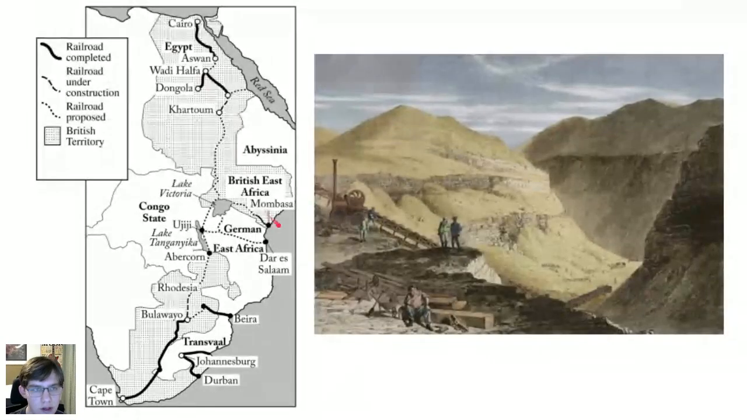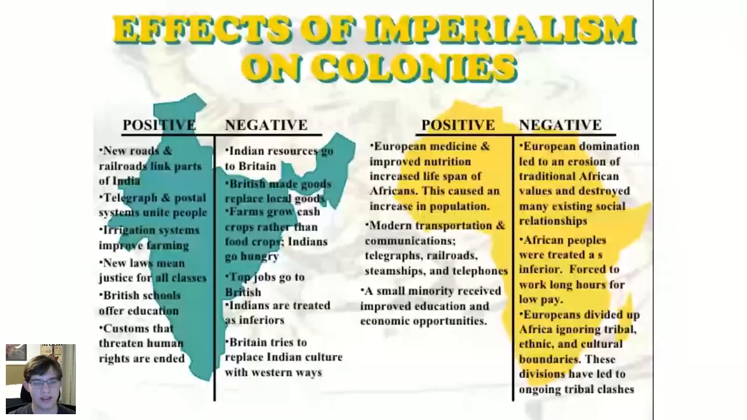All right, so some quick effects of imperialism. We have in India, the positives, and generally the positives for Africa and India are similar. We just have better technology, better medicine, better education, and stuff like that that really do help it a little bit. And in Africa, a small minority receive education and economic imperial opportunities.